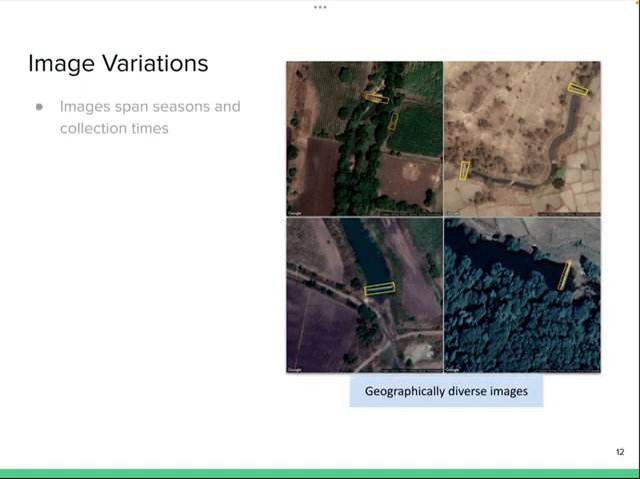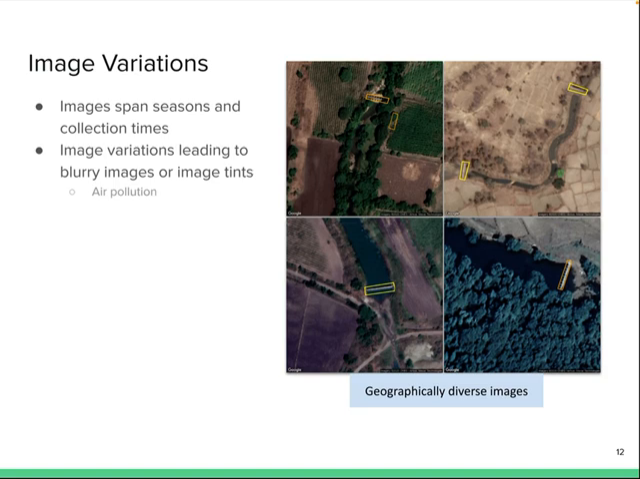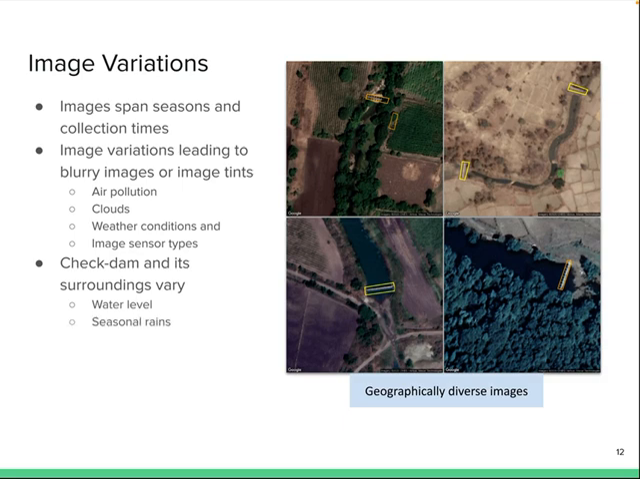The satellite images collected from Google Maps span seasons and collection times. The imaging conditions also vary due to the presence of air pollution, clouds, weather condition, and different image sensor types, which leads to blurry images or image tint.